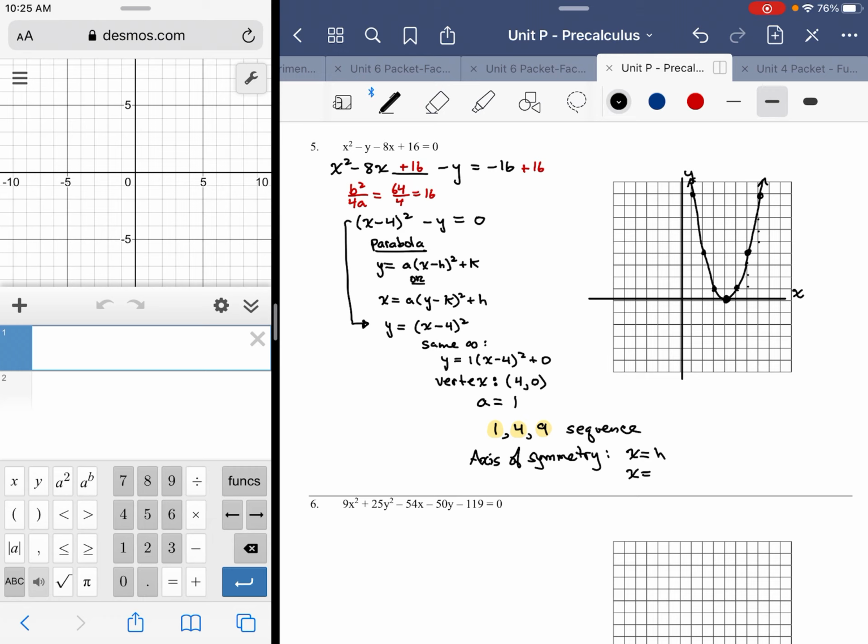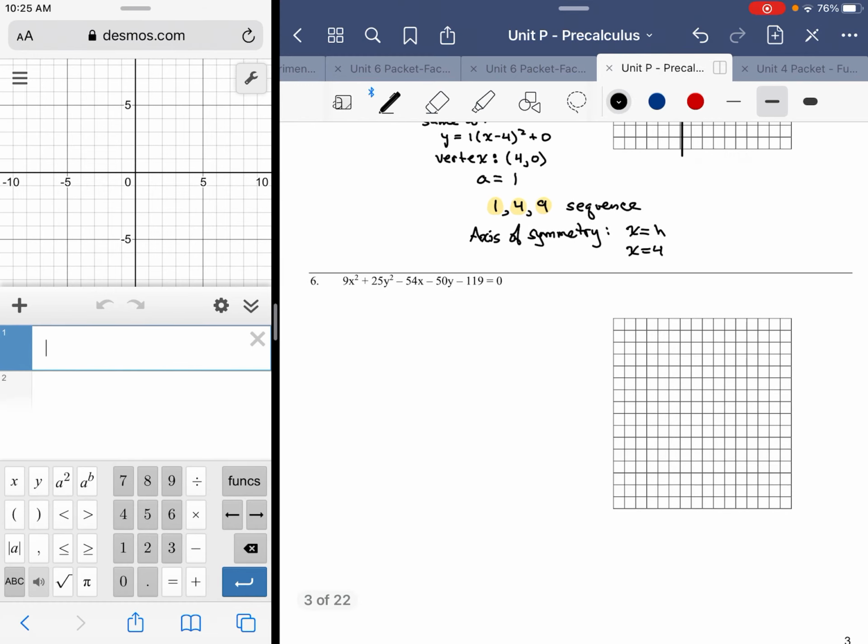In this case, x equals 4. You can plot that if you want, not really necessary in this case. If you're dealing with the inverse, it would be a y equals, so it would be y equals whatever the k value is. So just something to be mindful of. All right, so that's your parabola.